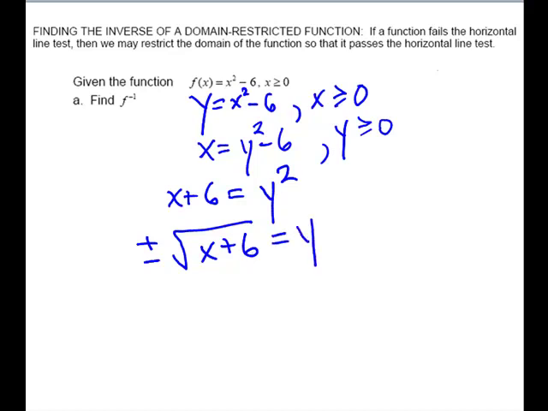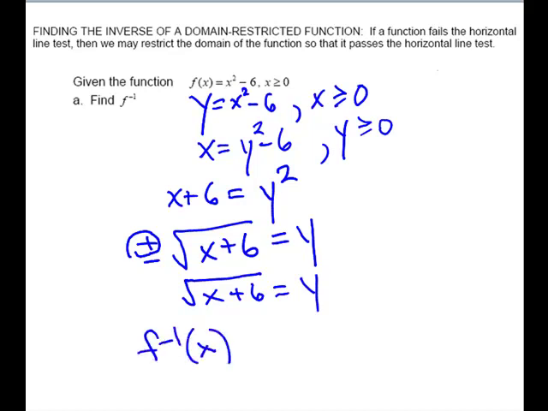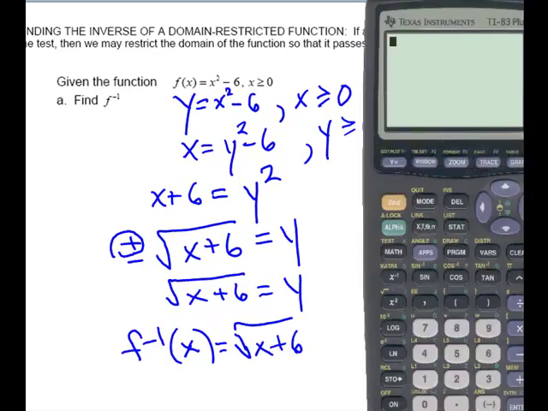And then we'll go with our restriction. For y to be greater than 0, we're going to need the positive square root. So we're going to have this one. And we can write it with our inverse notation. Now let's go into our calculator.